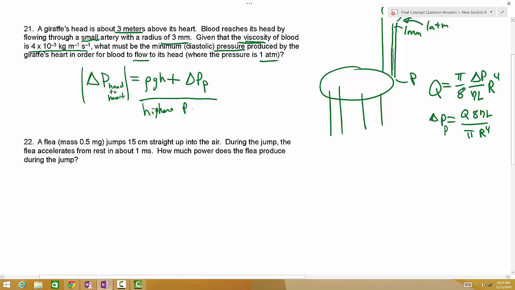So if we calculate this, then we know how much higher P is at the heart, but we know that at the head it's 1 atmosphere. So at the heart it's going to be this pressure change plus 1 atmosphere. So P equals 1 atmosphere plus rho gh plus change in pressure from Poiseuille.